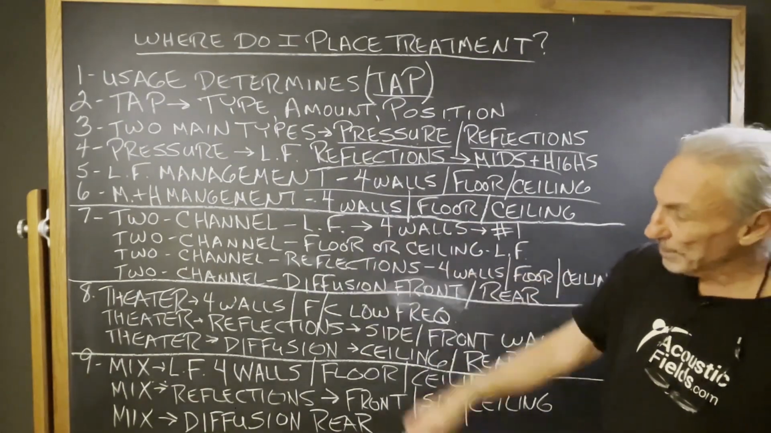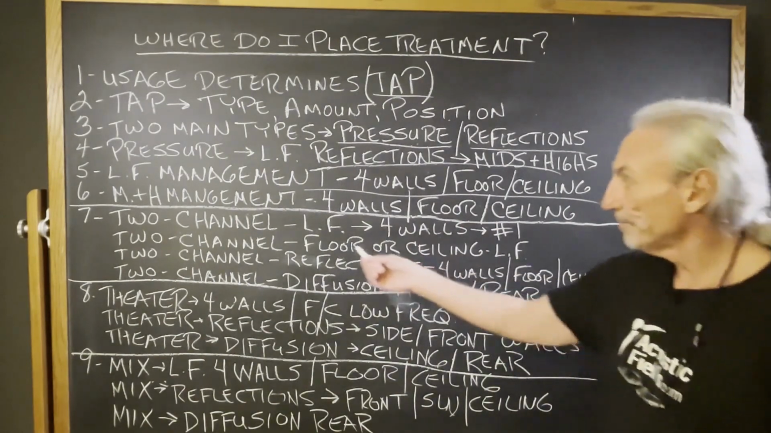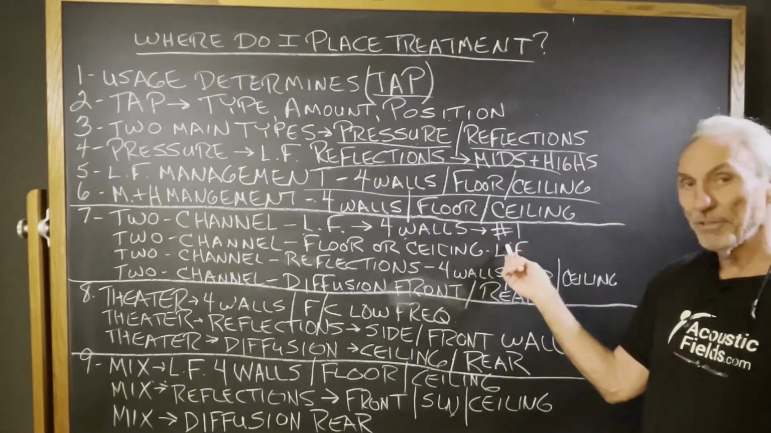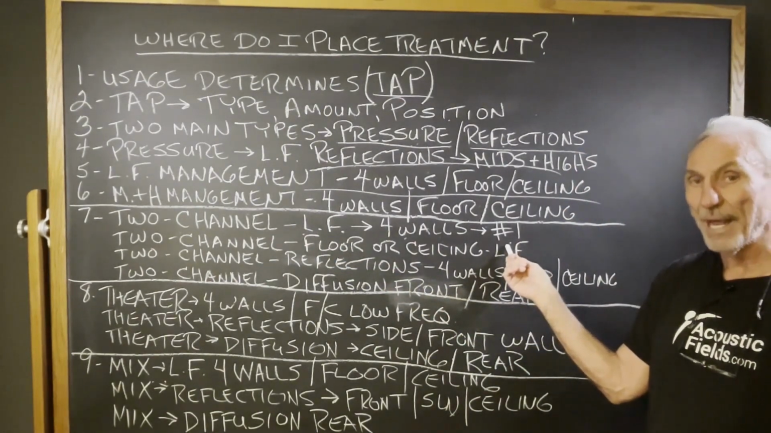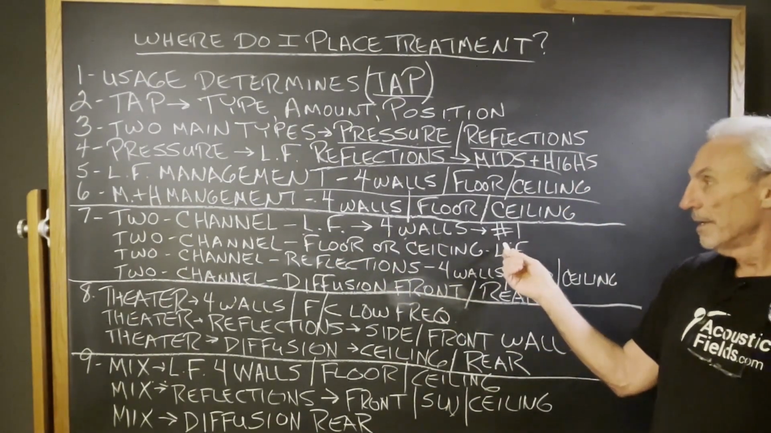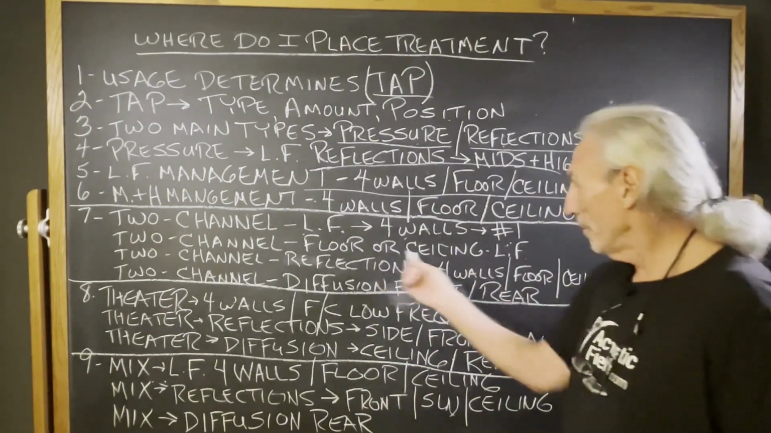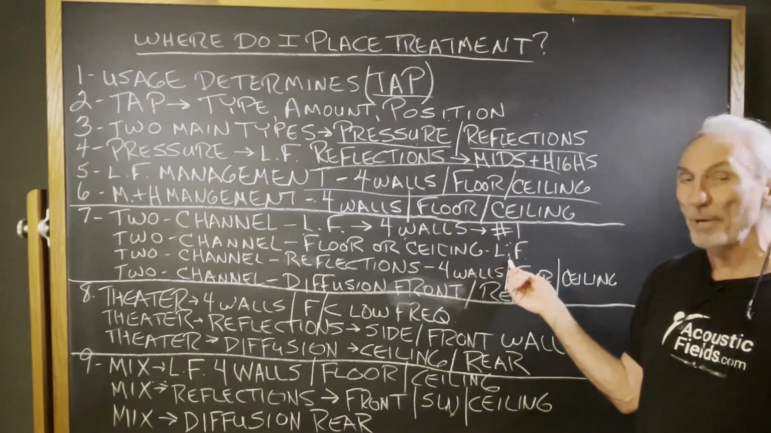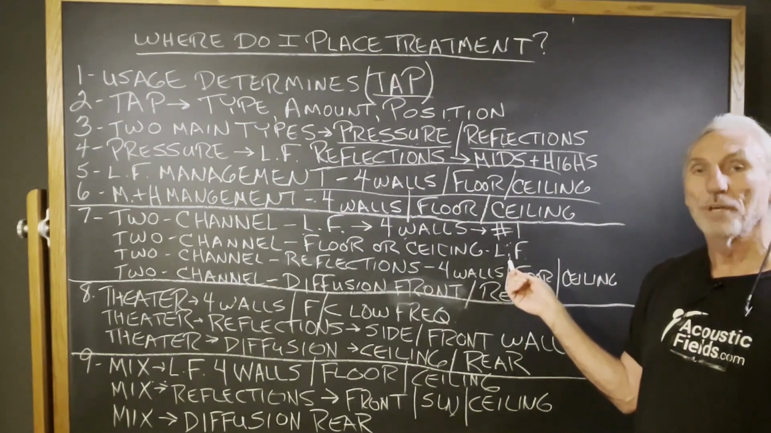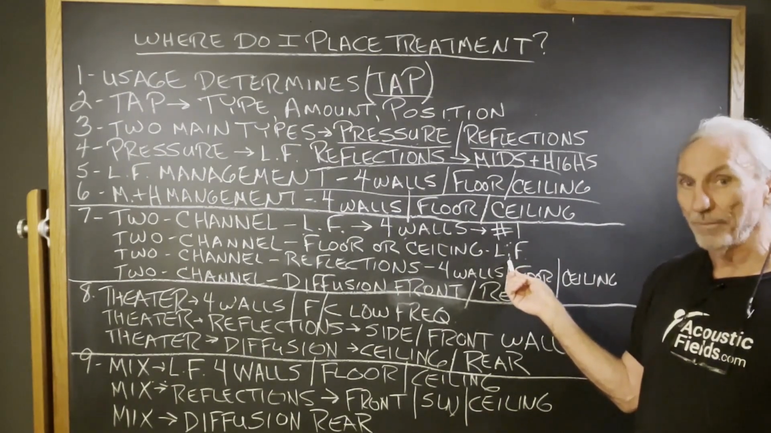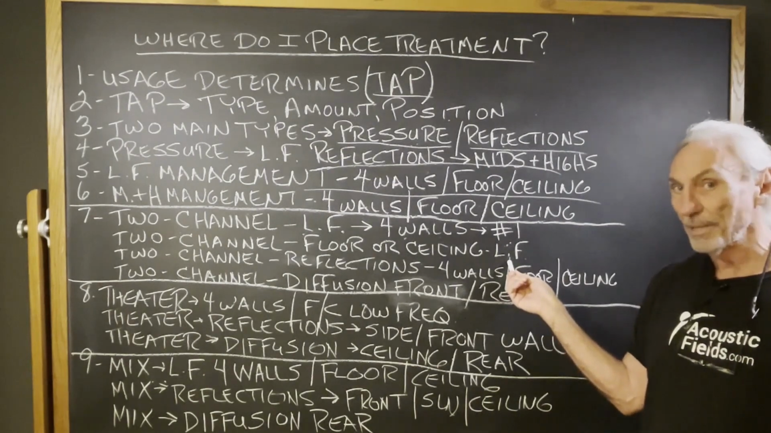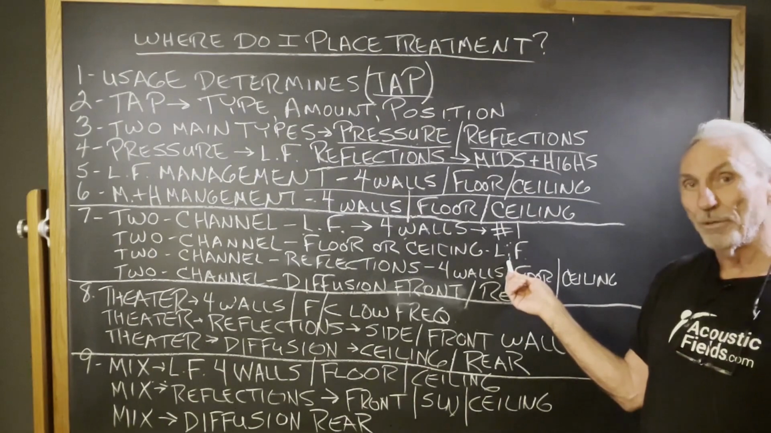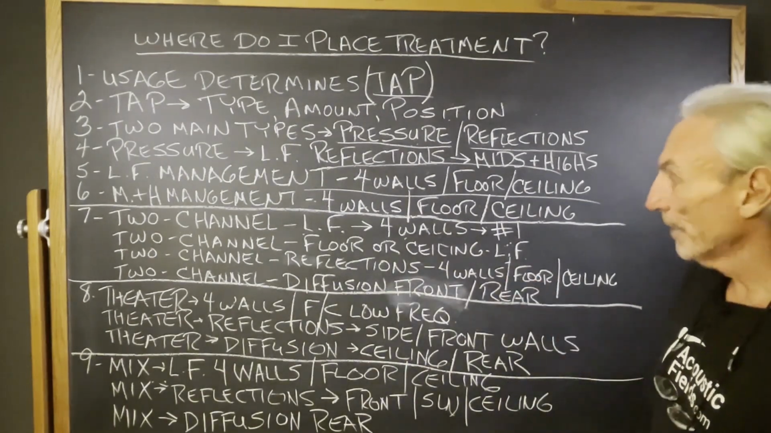So let's look at some usages here. We have 2-channel, theater, and mix. 2-channel, for low frequency treatment, the four walls. You've got to do that number one. That has to be done number one. 2-channel floor or ceiling pressure for low frequency, that could be a phase 2. Most people don't want to do this because it involves treating the ceiling or the floor. Floor is easy with a platform. Ceiling is much more difficult, especially with the weight of low frequency absorption, okay?